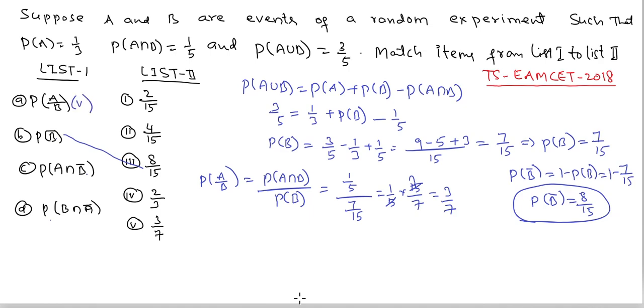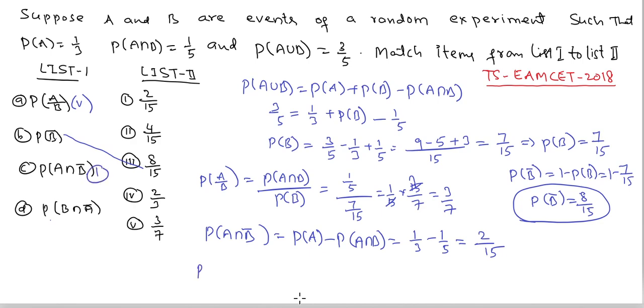the fifth one. And the third one, P of A intersection B bar, that is equal to P of A minus P of A intersection B. P of A value is 1 by 3 minus P of A intersection B, 1 by 5, is equal to 5 minus 3, 2 by 15. So that is C is mapped to 1.